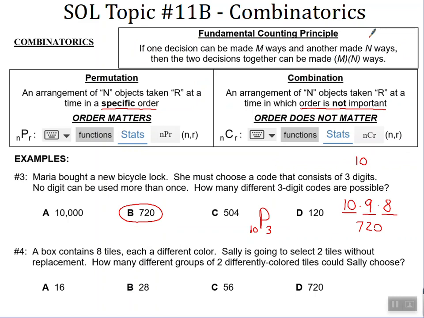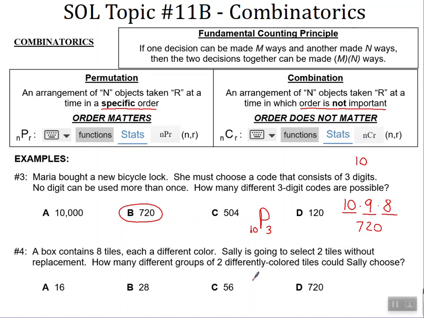Let's look at the second one. A box contains 8 tiles, each a different color, so 8 different colored tiles. Sally is going to select 2 tiles without replacement. How many different groups of 2 differently colored tiles could Sally choose? Well, is this a permutation or is this a combination? Well, let's think about it.